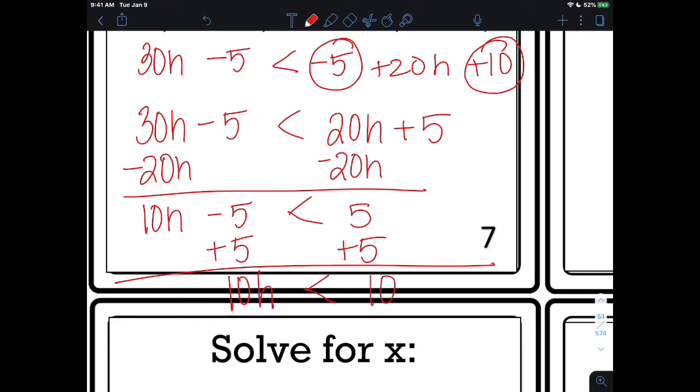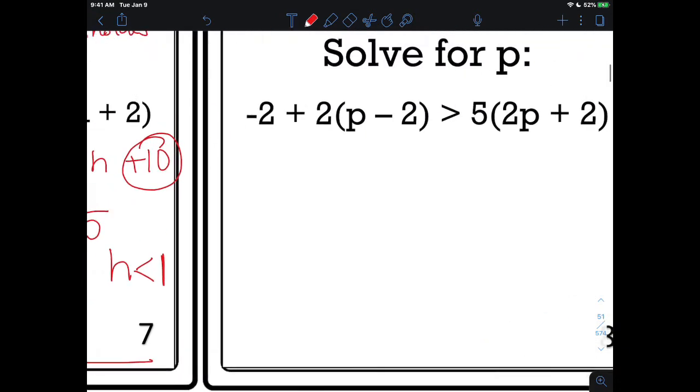Did not multiply or divide by a negative number. Great, divide. Did I multiply or divide by a negative number? No. So h is less than 1.